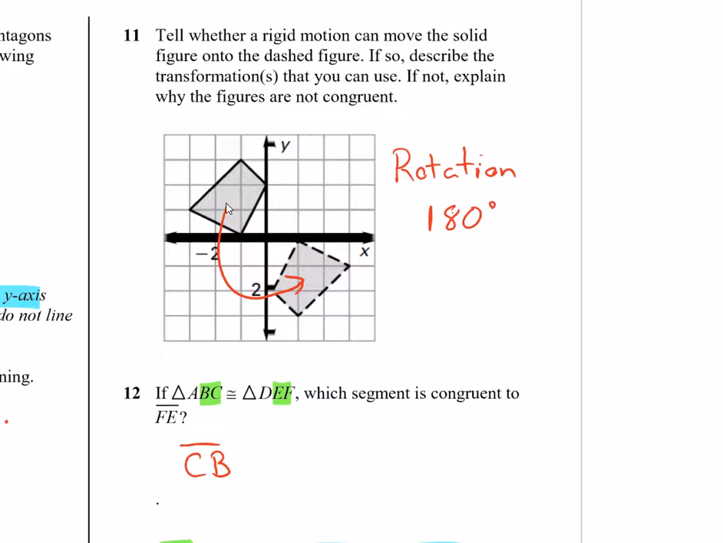Now we can also just look at number 12 real fast. We're looking at if triangle ABC is congruent to triangle DEF, which segment is congruent to segment FE? So if we look at it, FE is the third and the second, so we match for the third and the second, so it's going to be segment CB.